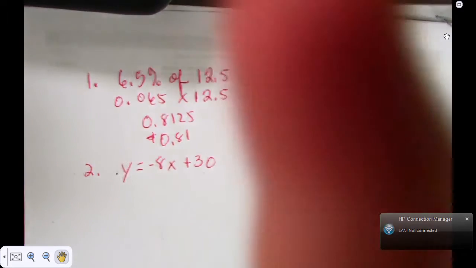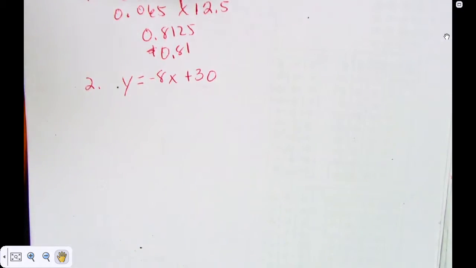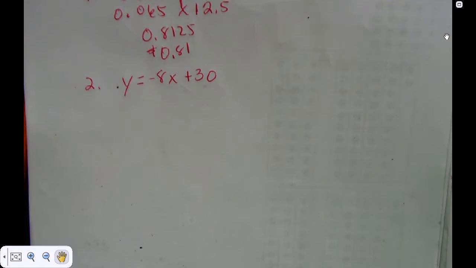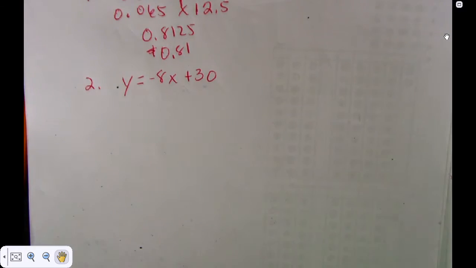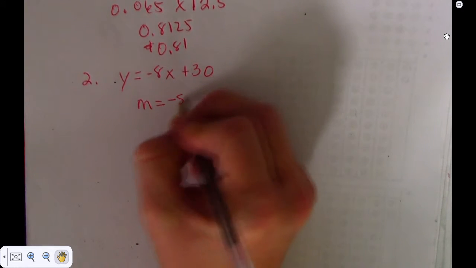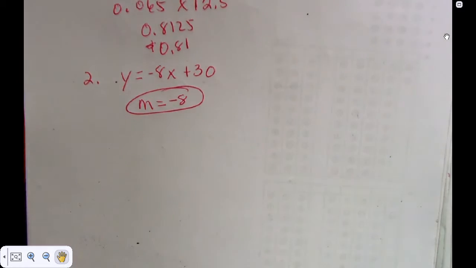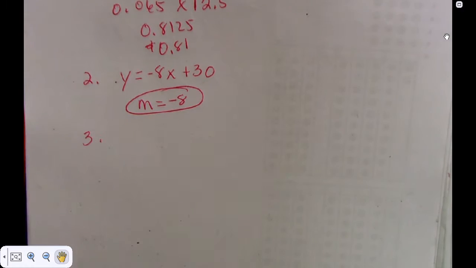On number 2, what is the slope? -8. -8. A lot of people put 8. Some people put -8x. Some people put 8x. Guys, and you know what? Some people wrote m equals -8. They even know it's called m. I loved it.